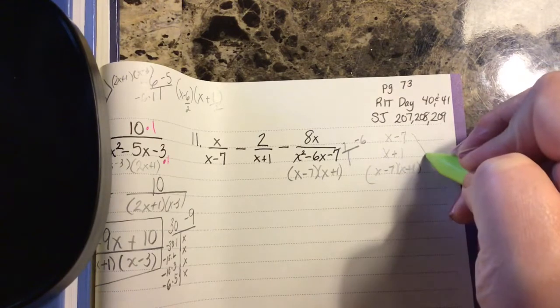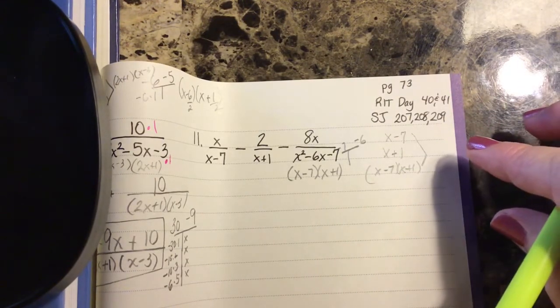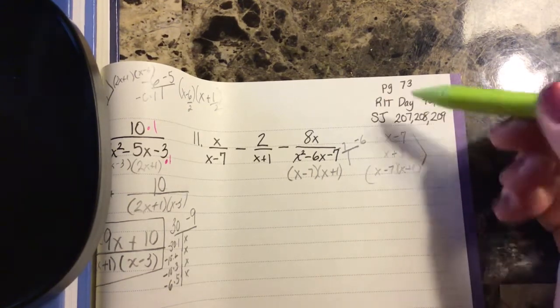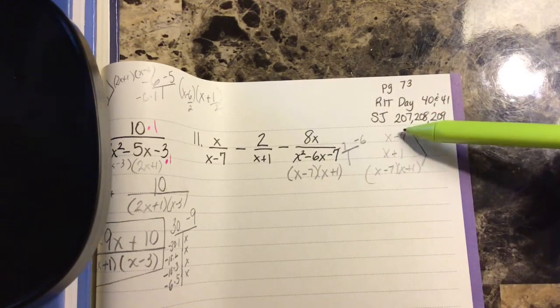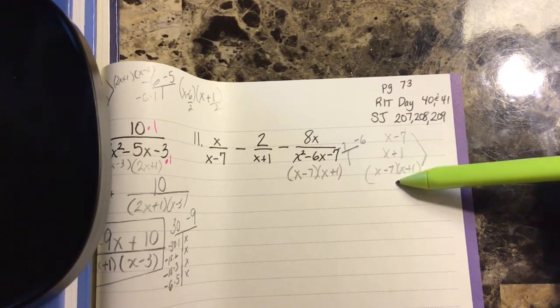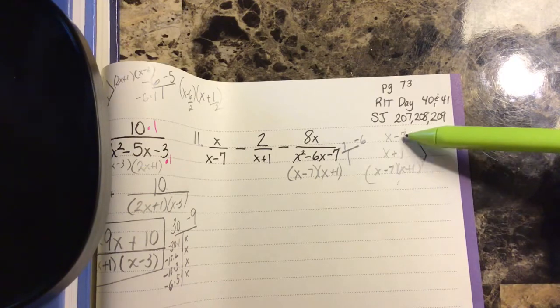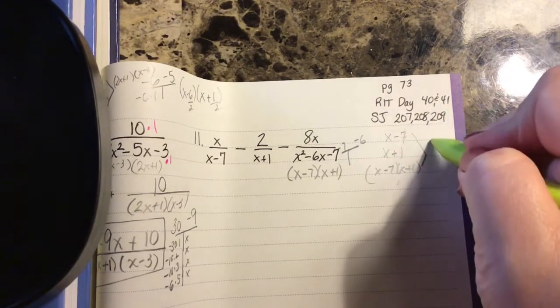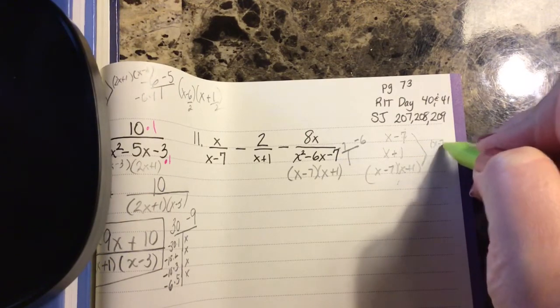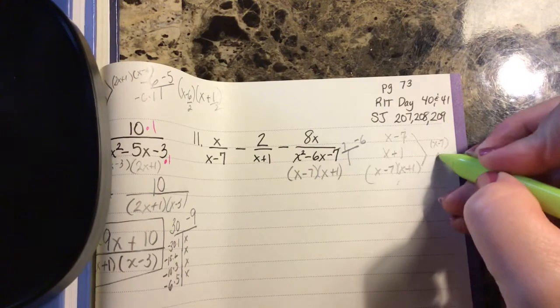Now, when you're looking for the least common multiple, is there anything that all three of these denominators have? No. Then, is there another x minus 7? Yes. So x minus 7 is included in my common denominator. And then also x plus 1.